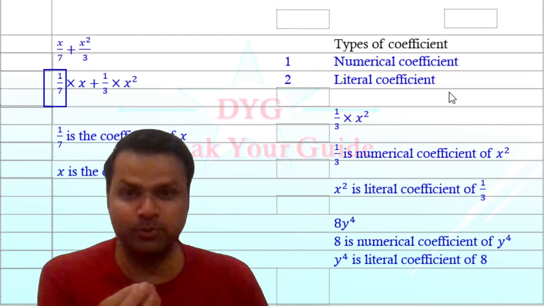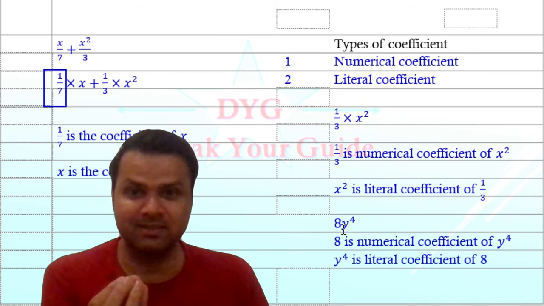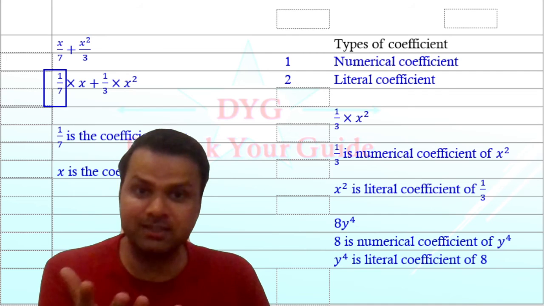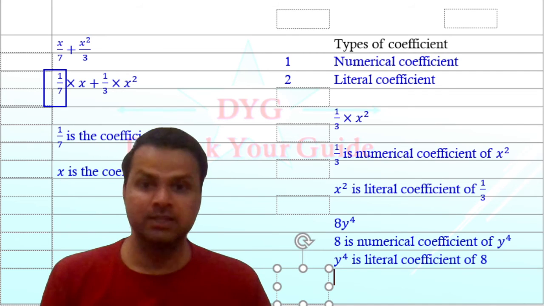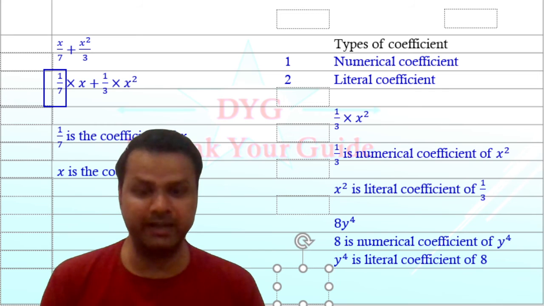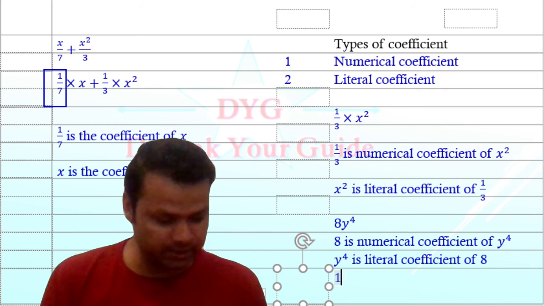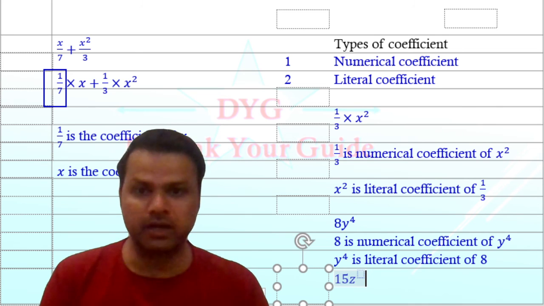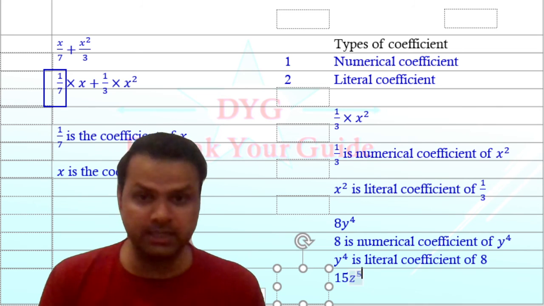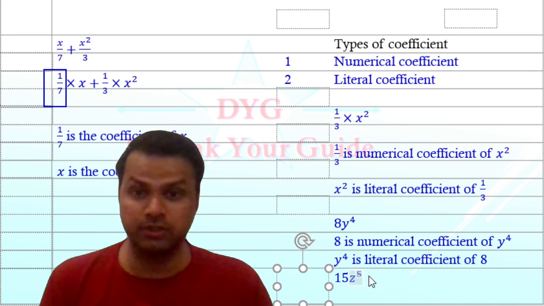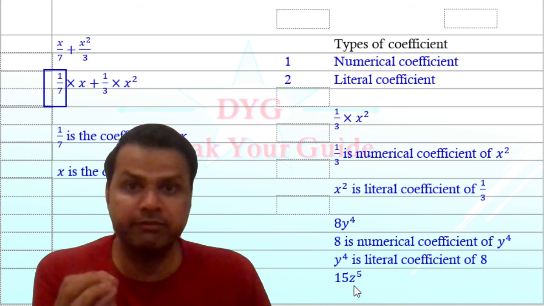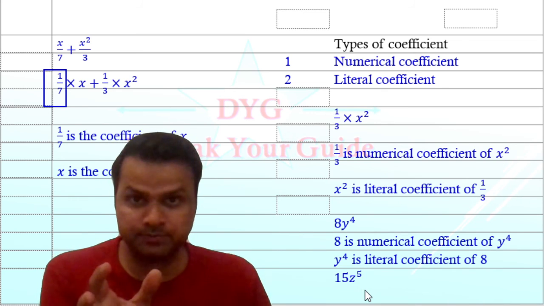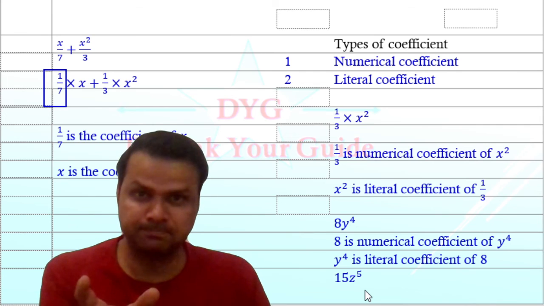Now I'm sure you may not have been able to see this because I was there. I did not check it. So now let me write another question for you, and this is your homework. You can try it and try to find the right answer. The question here is 15z to the power 5. Now try this question and see, in this 15z to the power 5, can you identify what is the numerical coefficient and what is the literal coefficient? So just pause it and try to answer this question.